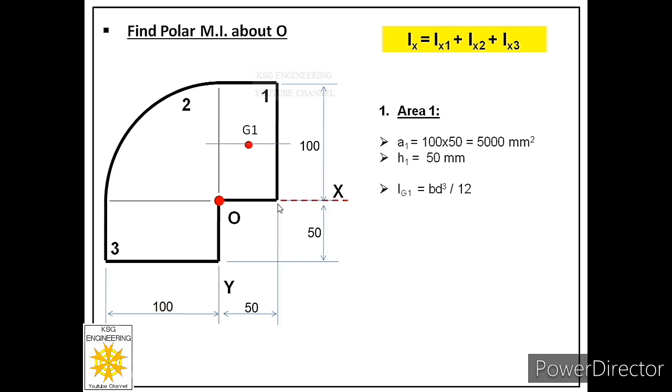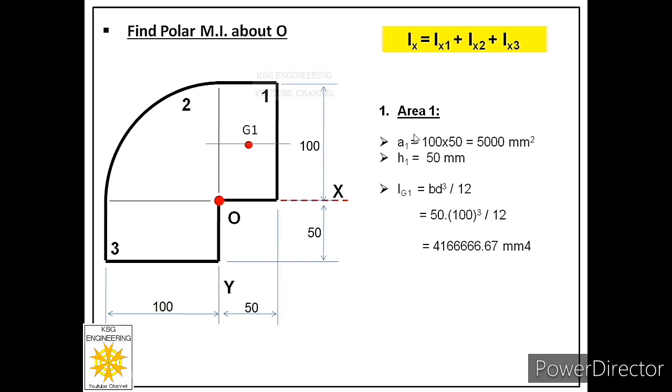where B is that side of rectangle which is parallel to the centroidal axis. So over here that side is 50. So 50 is B and 100 is D. So formula will be 50 into 100 cube by 12. So from here we will get the value of Ig1.